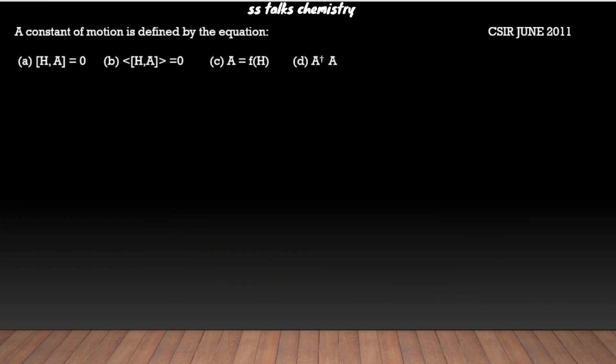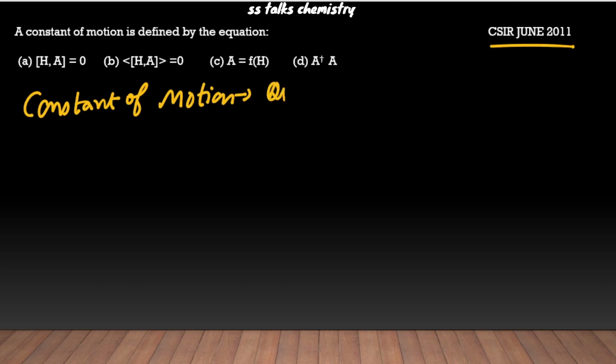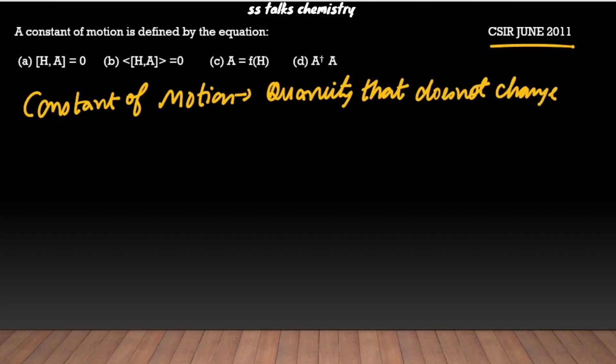Okay, next question, again from the same paper. The constant of motion is defined by which of the following equations? So first, what is meant by this constant of motion? Constant of motion means we have a quantity that does not change with time. These are called the constants of motion.